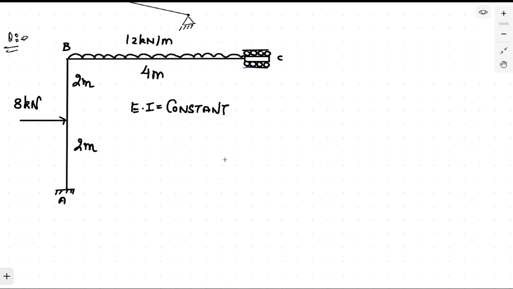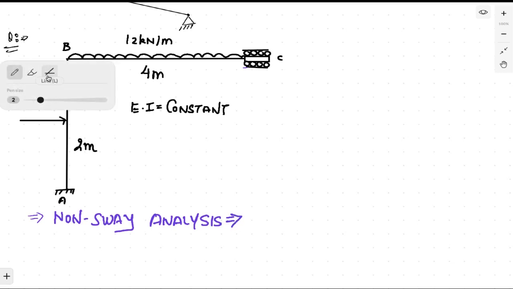तो सबसे पहले what we will do, we will perform non-sway analysis. We will perform non-sway analysis. स्टेप बाय स्टेप चलना, जैसे बता रहा हूँ वैसे ही करते जाना. Non-sway analysis. Fine. Now let's see this.